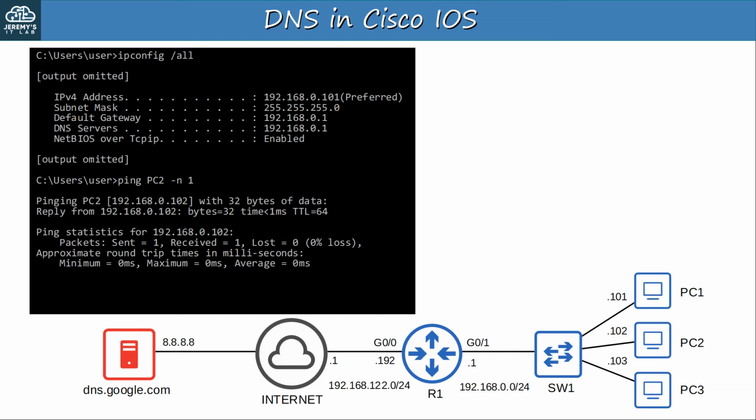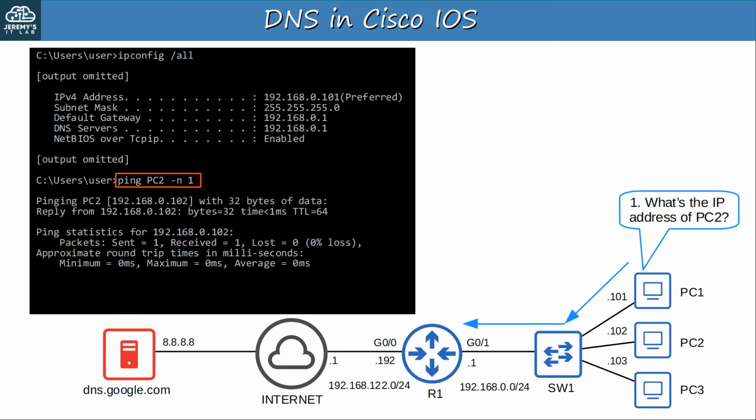So let's say PC1 wants to ping PC2. By the way, I configured PC1 to use R1 as its DNS server instead of Google. So I issue the ping PC2 command on PC1. However, note that I used -n 1 to send only a single ping for the purpose of this demonstration. PC1 doesn't have an entry for PC2 in its own host table, so it has to use DNS to learn the IP address of PC2.